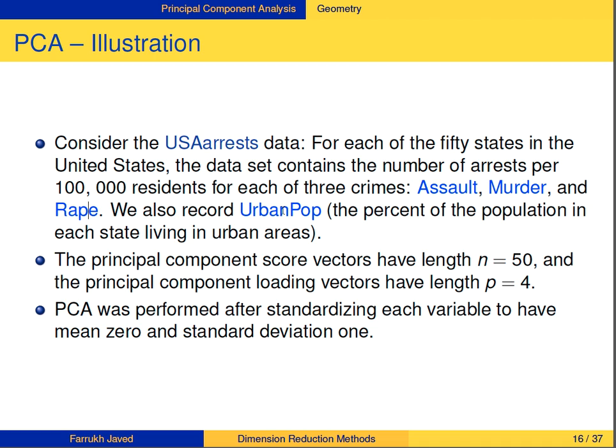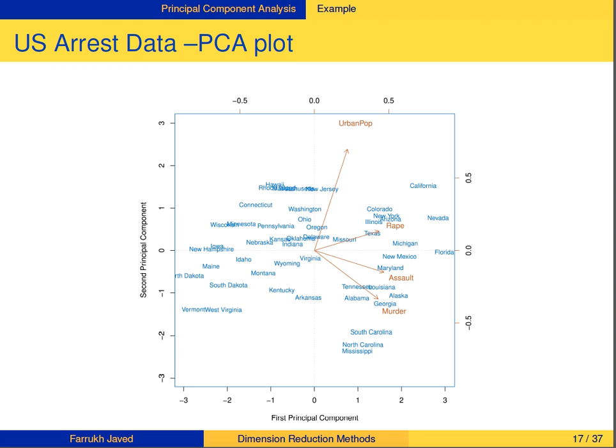And we record urban population, the percentage of population in each state living in urban areas. So the principal component score vector has length n equals 50 because you have 50 states, and the principal component loading vector has length p equals 4 because you have 4 variables. Now, PCA was performed after standardizing each variable to have mean 0 and standard deviation 1, one of the conditions for PCA. Here are the results.